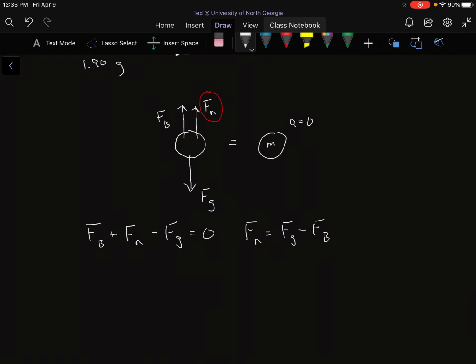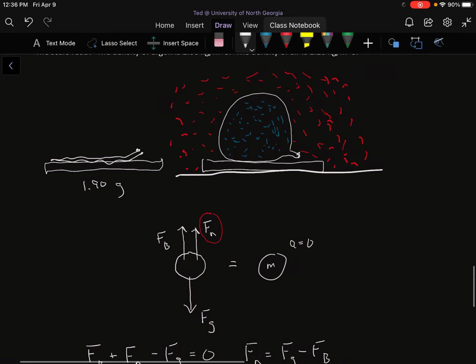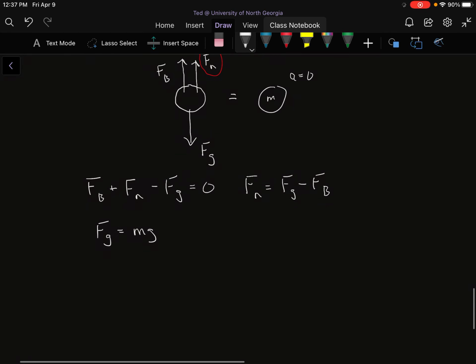Gravity, we know, is supposed to be just mg. And you might think to yourself, oh, well, mass is 1.9 grams. But no, the mass is the 1.9 grams, that's the rubber, plus the mass of all the argon inside the balloon. So to figure out the total mass, we're going to need to add those together.